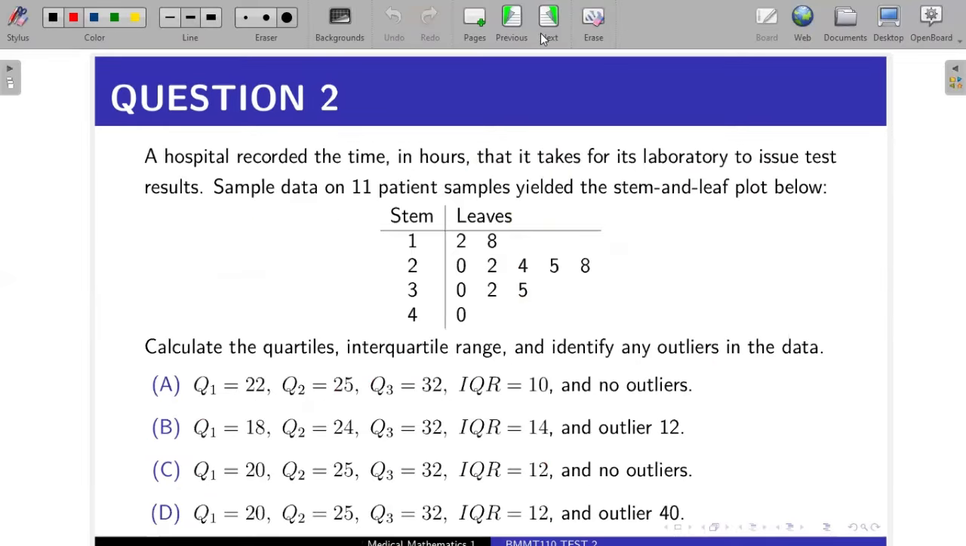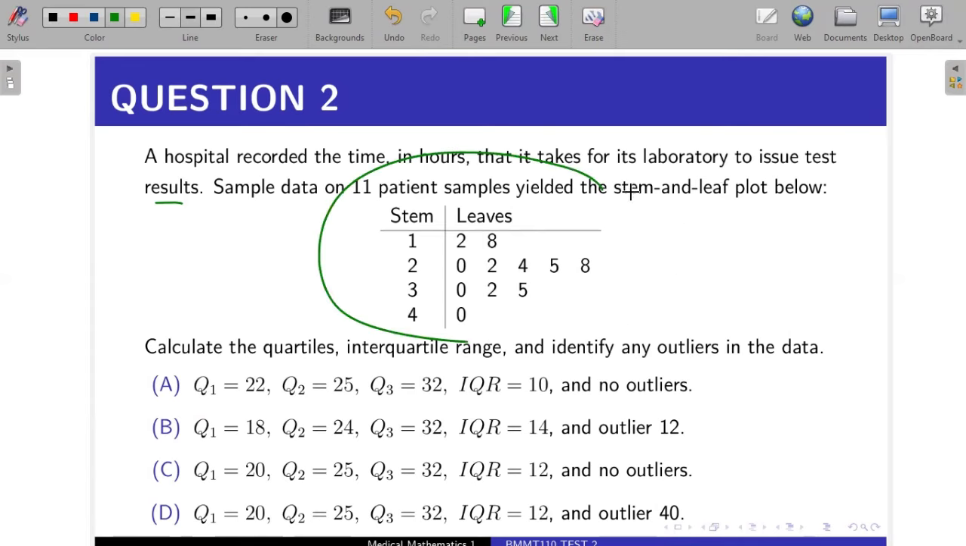I'll move on. So question 2: a hospital recorded the time in hours that it takes for its laboratory to issue test results. A sample of 11 patient samples yielded the stem and leaf plot below. So this is the stem and leaf plot that we've been given. Simply meaning that we have 12 minutes, 18 minutes, 20 minutes, 22, 24, 25, 28, 30, 32, 35, and then 40.